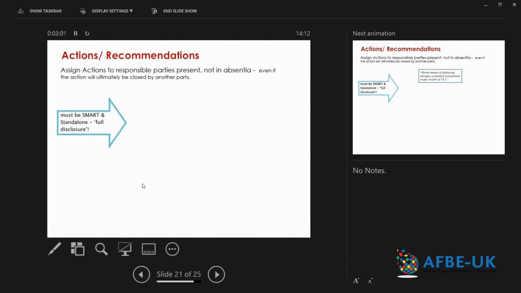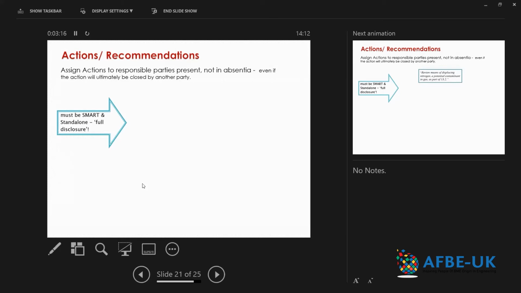The T in SMART is timed. That's where you have a closeout date for each action, so each action must have that. In addition to that, an action or recommendation that you put in there must be standalone, must be able to stand alone.